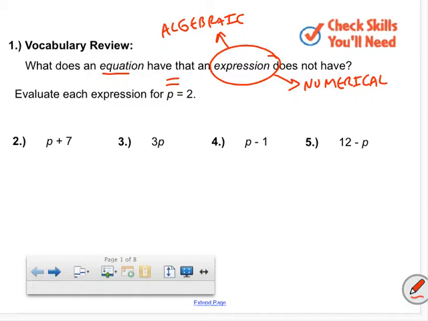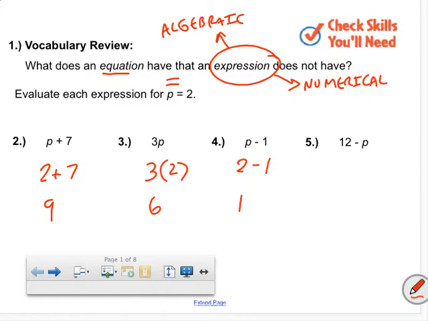Two. So can somebody tell me what problem number 2 is going to be if I replace p with 2 and simplify that? What's it going to be? Adipoju? It'll be 2 plus 7, and that's going to be 9 if I simplify that expression all the way. Okay? So what about for number 3? Who's got that one? Nathan? 3 times 2. And that simplifies to what? 6. Good. Who's got number 4? Henry? 2 minus 1. Yes, 2 minus 1, and that equals 1.